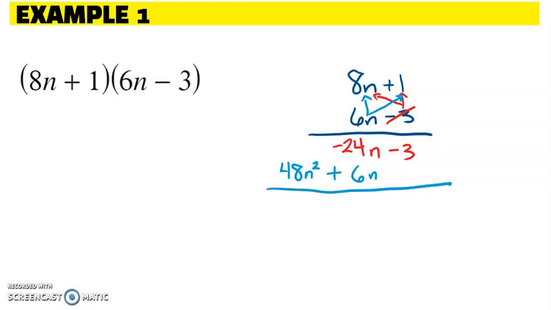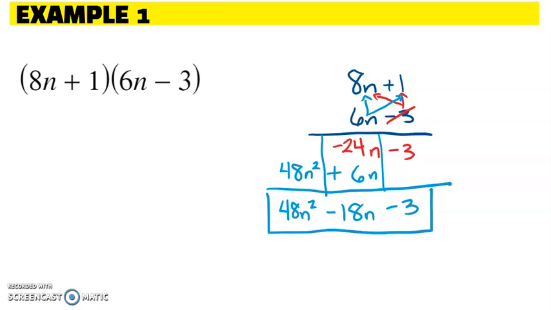And then you combine, just like you would with multiplication, right? Like terms. So if we do this correctly, like terms are stacked together. So 48n squared, there's no other n squared, so that's 48n squared. -24n plus 6n, that's -18n. And then my constants, -3, there's nothing to add to it, so it's -3. There's my final product. I can't combine anything else. That's the stack method, okay?